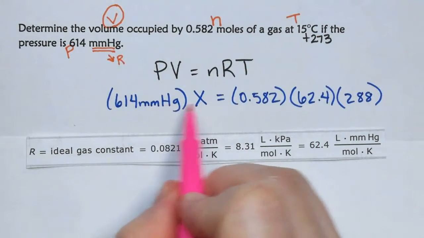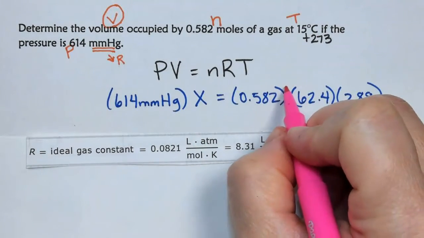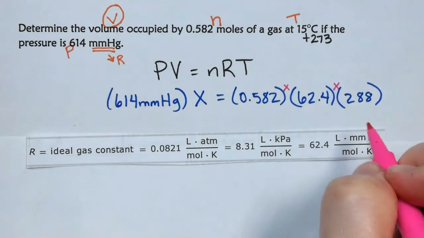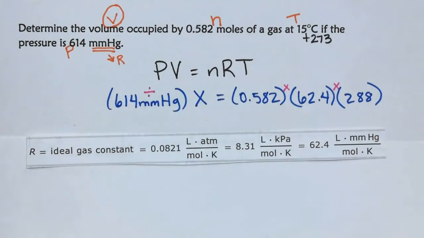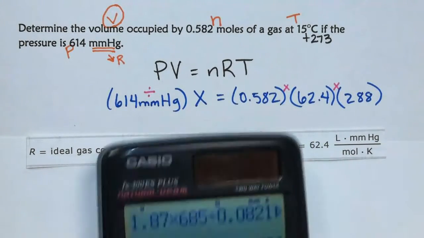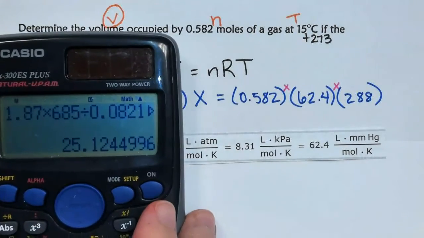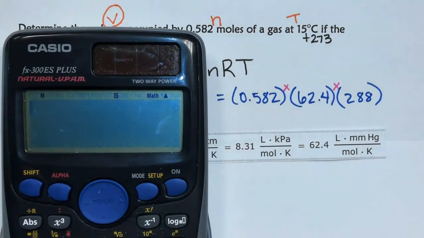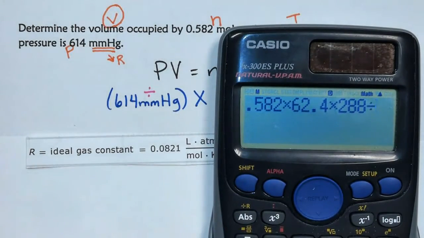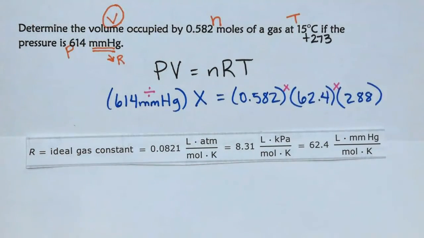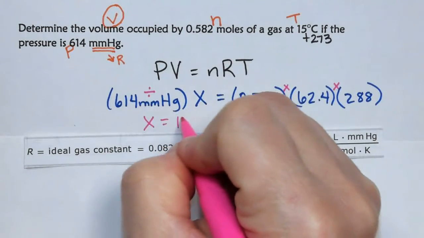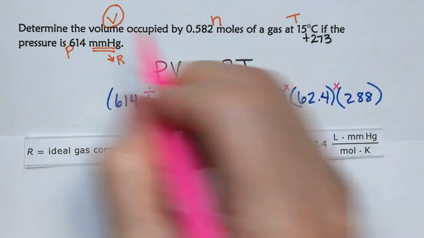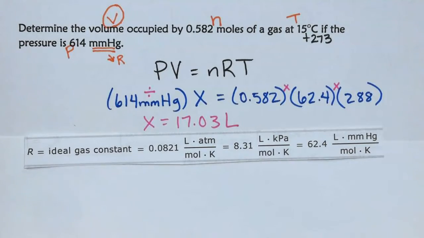Now we can solve our calculation. Remember, don't start on this side. That's where the X is. We're going to start over here: 0.582 times 62.4 times 288. And then this is on the side of the X, so we're going to divide by that value. So I'll start with the right side, where I will multiply 0.582 times 62.4 times 288, and then divide by 614. That's going to give me 17.03. So X equals 17.03. Since it's volume, that means it's in liters.